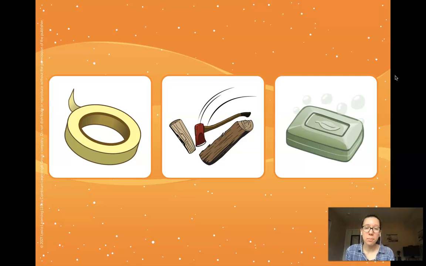Here we have tape, chop, and soap. What ending sound do all these words have? Tape, chop, soap. Awesome, these all share the ending sound P, made by the letter P. First we have tape, T-a-p. Tape, the last sound there is P. Next we have chop, Ch-o-p. Chop, the last sound there is also P. And then we have soap, S-o-p. Soap also ends in P, made by the letter P.